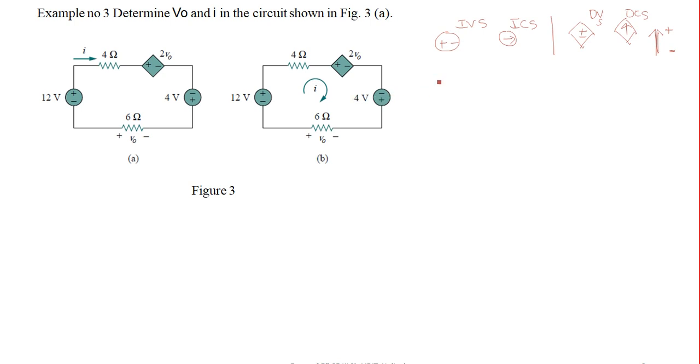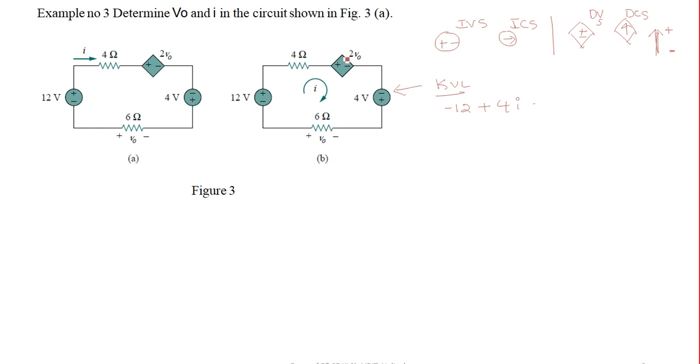So first let us come up with the KVL equation for this circuit. If you apply it, you can see that you will get minus 12. Then, now there is no polarity. If polarity is not given, you assume it as positive. So we can write plus 4 times I.